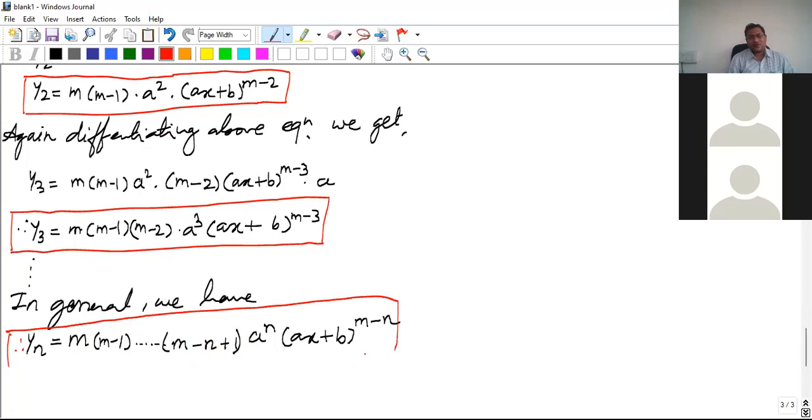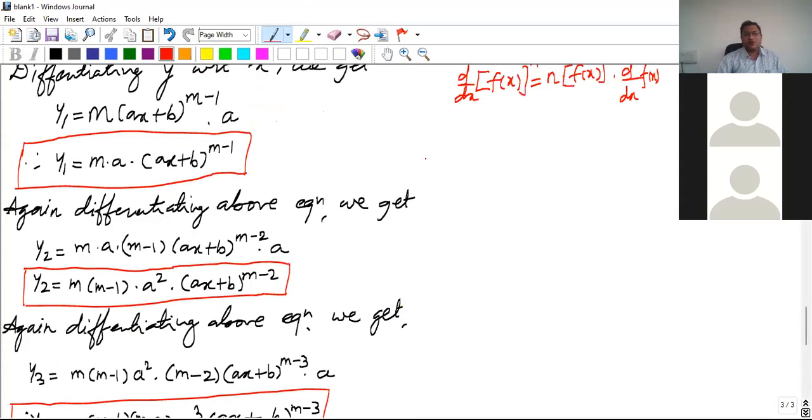It depends on m. So can't we write it as m factorial upon m minus n factorial? Yes, if you want to express this in terms of factorial. Okay, now you got up to this one. Now, if you want to express this in terms of factorial, what do we have to do? Let us try to express this in terms of factorial.